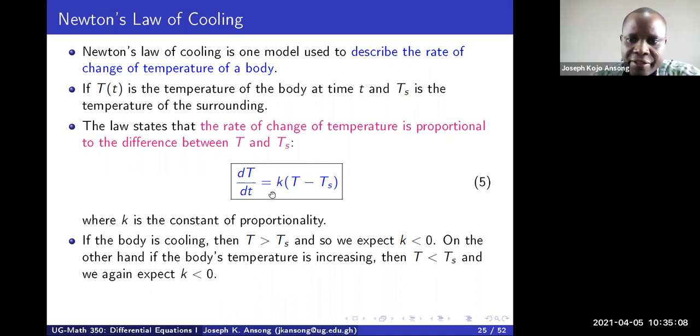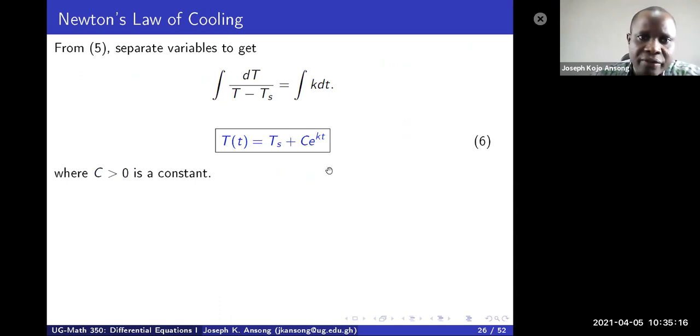This is a simple first-order differential equation, actually separable, so it's easy to solve. We can easily separate variables and solve. Solving for T gives ln of T minus Ts equals kt, and then you simplify it and you get T equals Ts plus C e to the kt, where C is just a constant. Basically, this is the solution to the model.